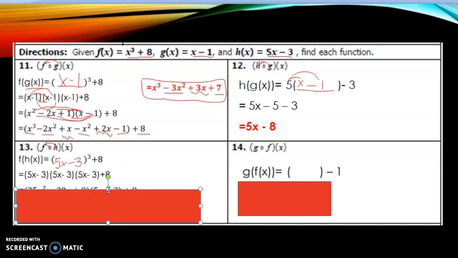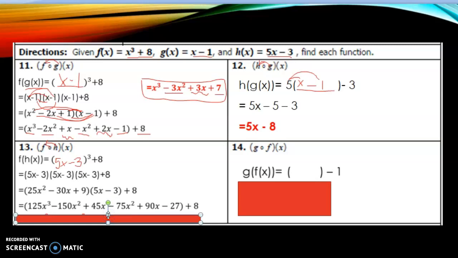So we've got to FOIL. 5x times 5x is 25x squared. 5x times negative 3 is negative 15x. But then see, I did a negative 3 times a positive 5x, so I got another negative 15x. So that's where this negative 30x came from. And then negative 3 times negative 3 is positive 9. So that's after FOILing. Well, then I have to multiply it times a binomial. So I've got to multiply it by 5x minus 3.